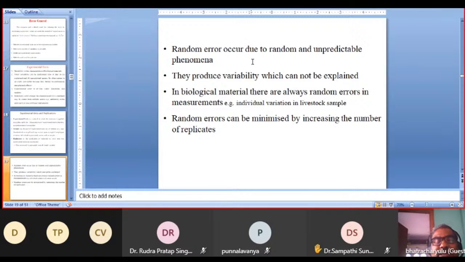The random error occurs due to random and unpredictable phenomena. They produce variability which cannot be explained. In biological material, there are always random errors in measurements. And random errors can be minimized by increasing the number of replicates.